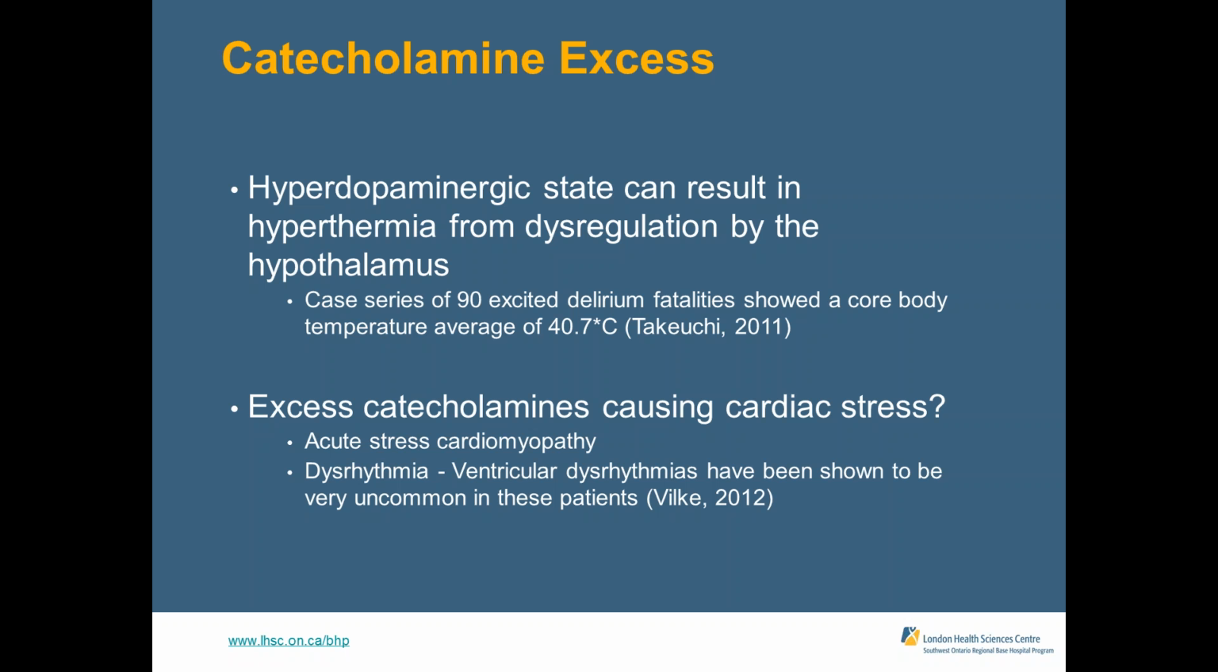And there's also the thought that the excess catecholamines can cause cardiac stress. So some people with use of sympathomimetics are at an increased risk of cardiac issues. So could it be an acute stress cardiomyopathy? Are they having dysrhythmias? But they have looked into this and found that any ventricular dysrhythmias are pretty uncommon in these patients. And again, going back to the hyperthermia, you know, we look at something like heat stroke.